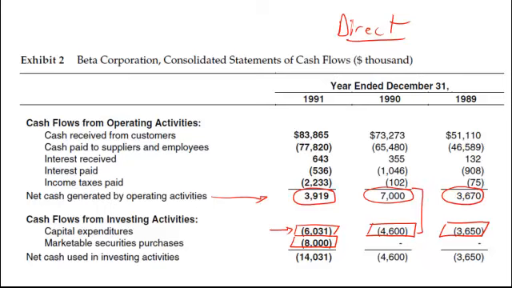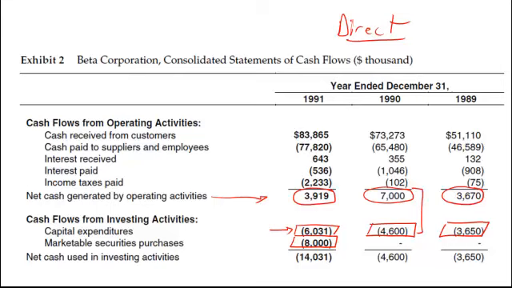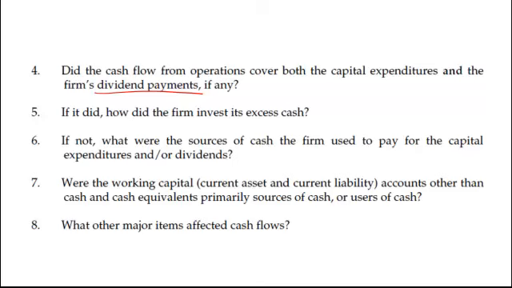We can look at the second largest cash outflow, and that would be the net payment on the working capital line of credit. Basically what we did with the additional cash amount, we paid back our overdraft. We paid back our line of credit in 1990. In 1991, since we did not have enough cash from operation to cover our capex, we don't need to answer number 5.